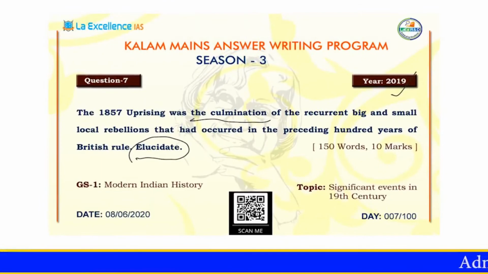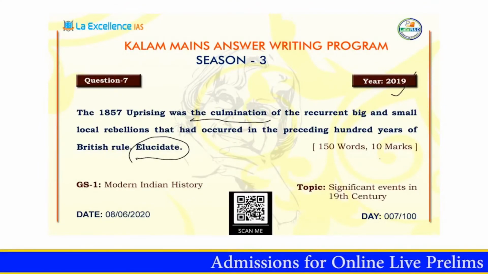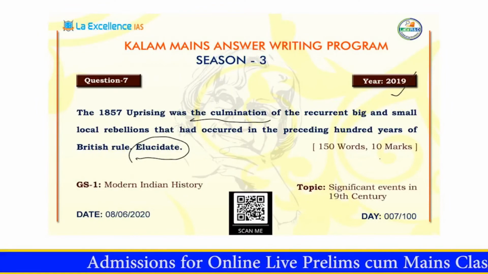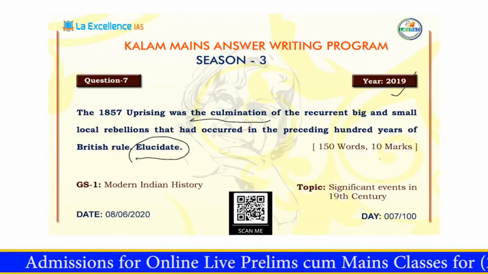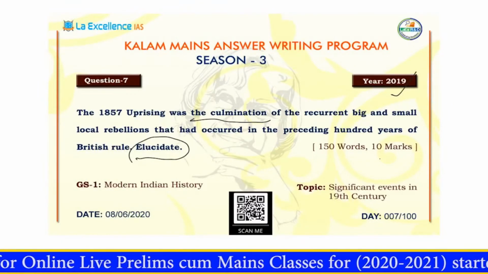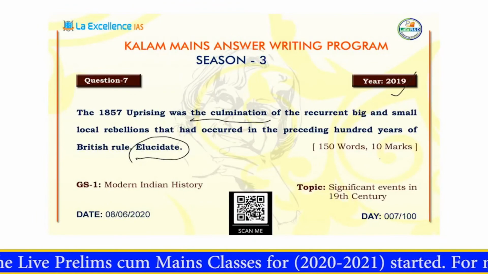Now, there are tens of rebellions that happened, right? So which rebellions can you choose? Because it is only 150 words, 10 marks, so you have to write at most within 7 minutes. Which type of rebellions do you have to choose, and what criteria do you adopt to choose a particular rebellion to narrate your answer? The key to that, the hint, is given in the question itself.